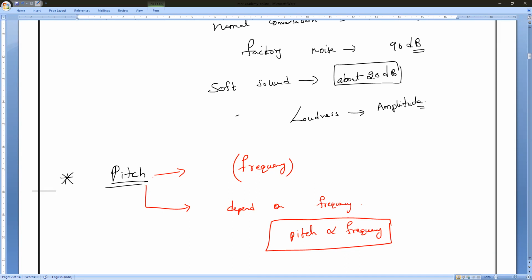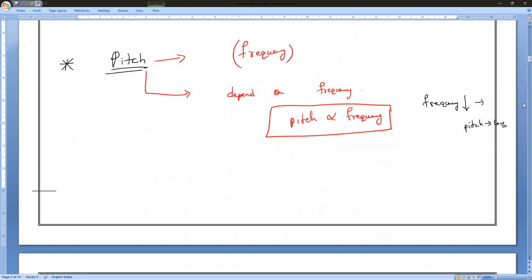So if the frequency of the vibrating object is low, then the pitch of the sound is also, what will happen, everybody? Is it a high pitch sound or a low pitch sound? Low pitch sound. Understand, everybody? And low pitch definitely means the sound is called a flat sound. Please note it. It is said to be a flat sound.